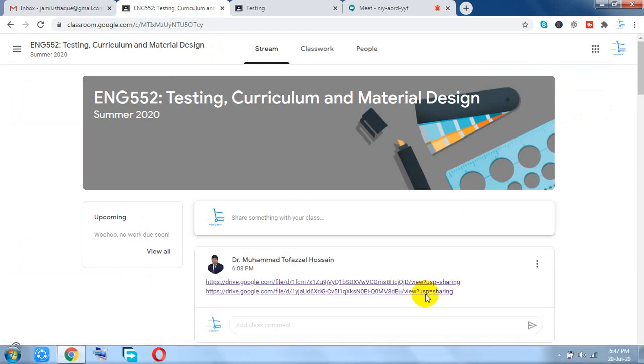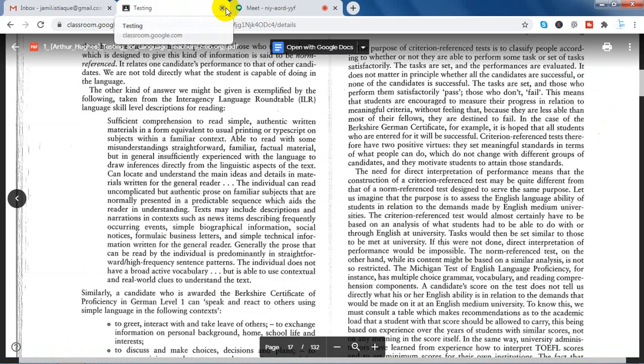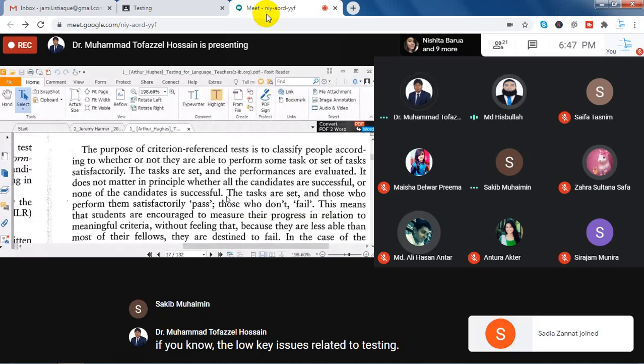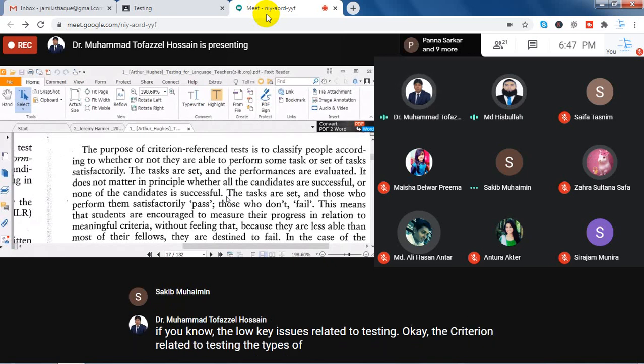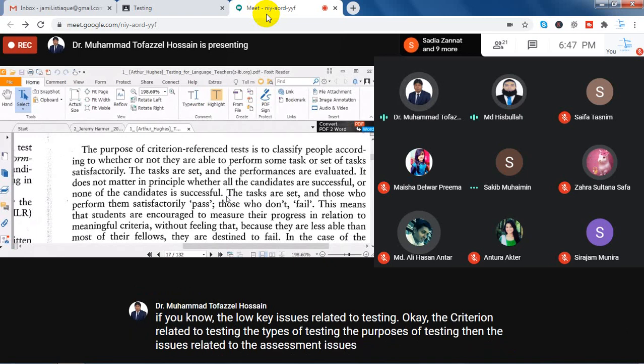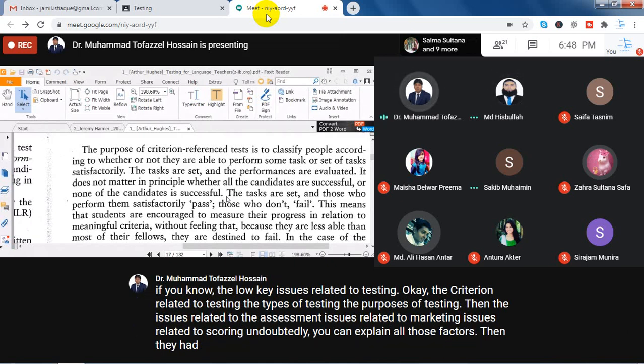Yes or no? So that's why, if you know the issues related to testing, the criteria related to testing, the types of testing, the purposes of testing, then the issues related to assessment, marking, and scoring, undoubtedly you can explain all those factors. Then the headmaster will not get the easy scope to underestimate you or make any offensive comments.